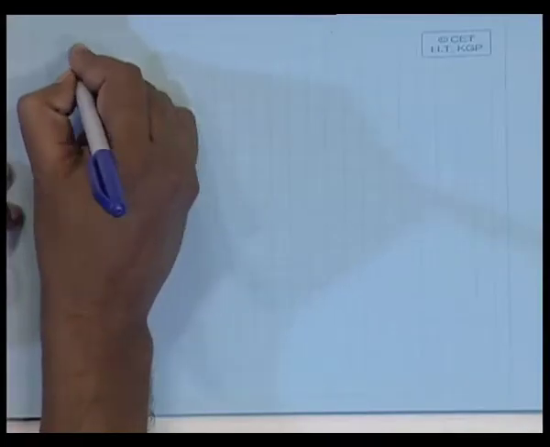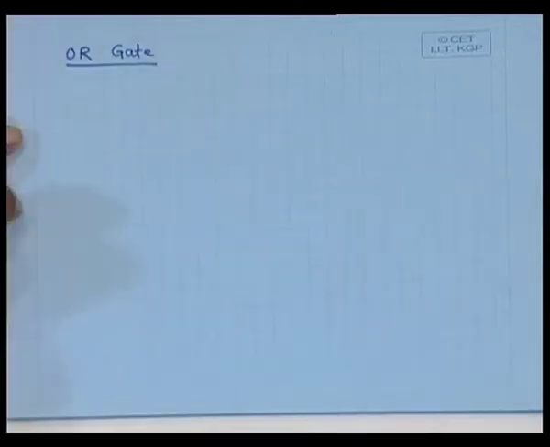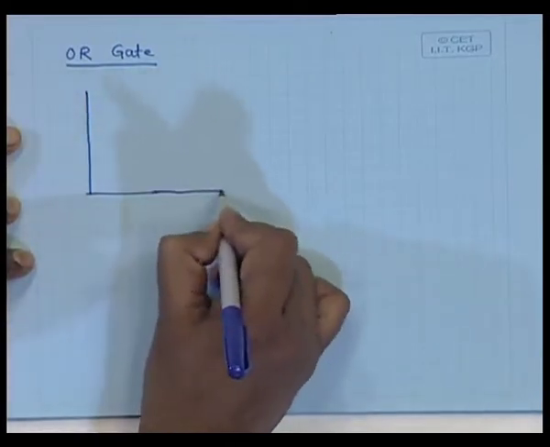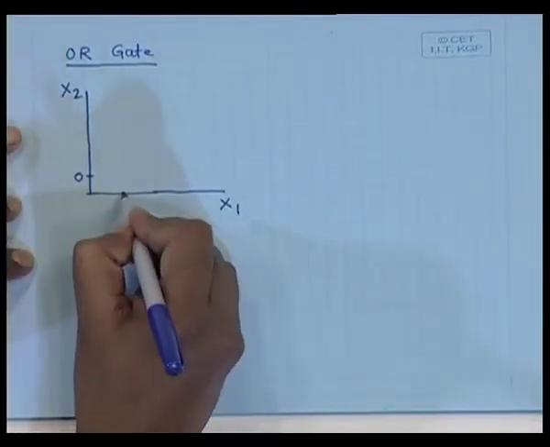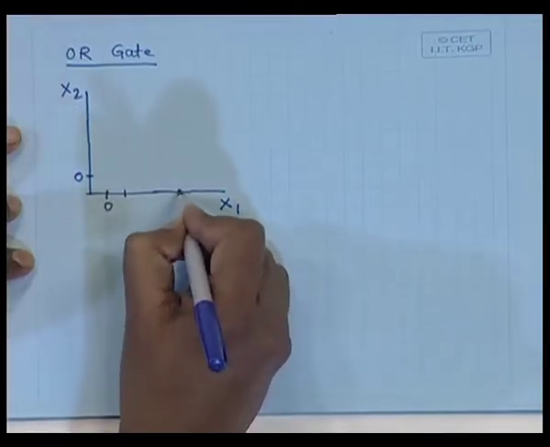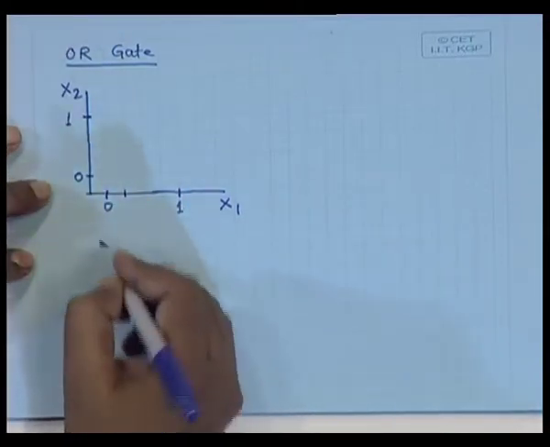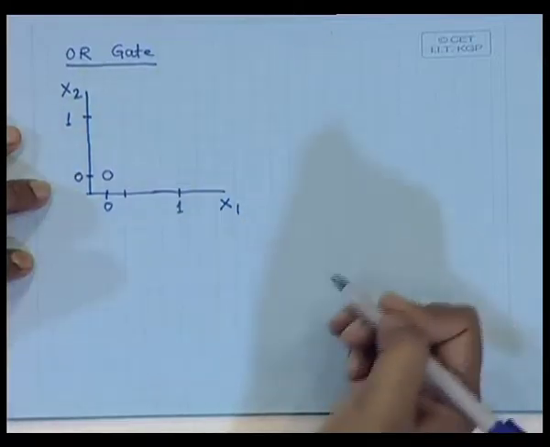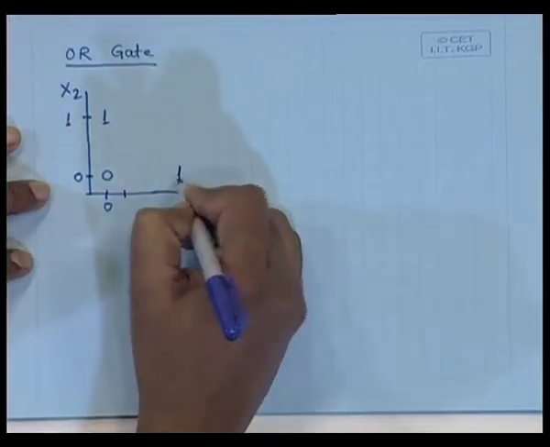Similarly, if I take another example, that is an OR gate, the similar plot will be something like this. This is x1, this is x2. I put 0 here, 0 here, 1 somewhere over here, 1 somewhere over here. In case of an OR gate, only when both the inputs are 0, the output is 0. If any of the inputs is 1 or both the inputs are 1s, in that case output is 1. So, I will have 1 here, 1 here, and 1 here.